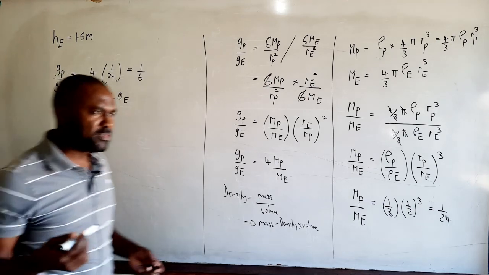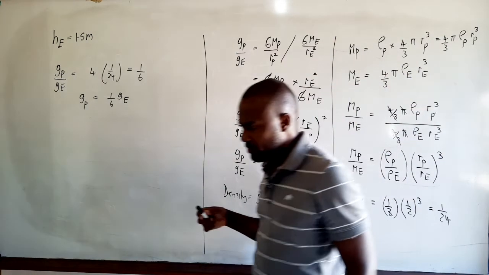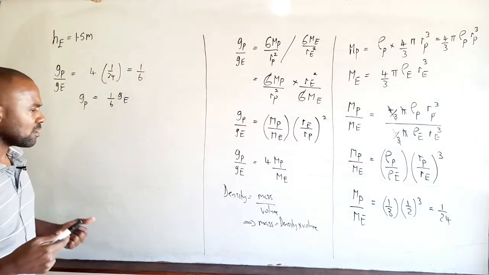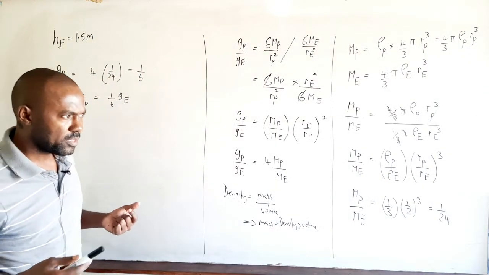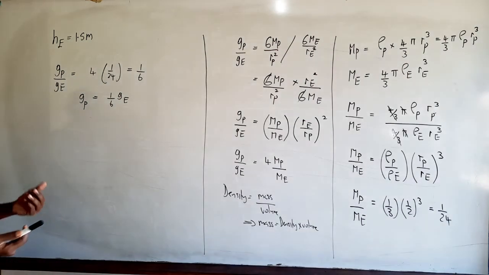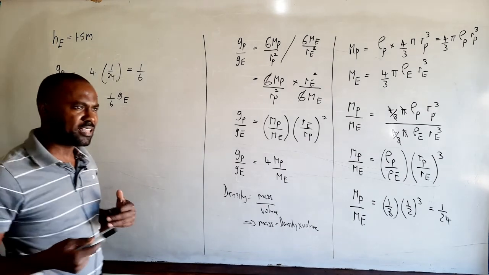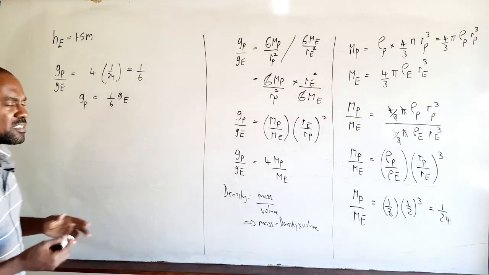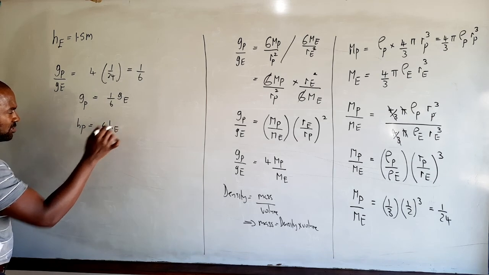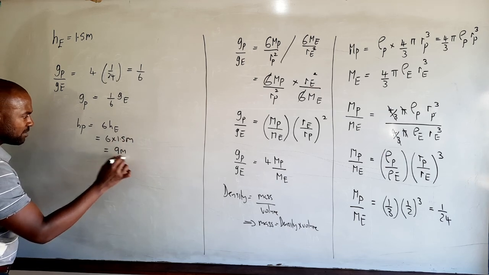And what exactly does this mean in terms of the height that the particular jumper will be able to jump? If you basically go from a planet to another planet whose gravity is only 1/6 that of the planet from which you're coming from, then this basically means that you'll be expected to jump 6 times as high, right? So if on Earth you're able to jump 1.5 meters, then on that planet you will be able to jump 6 times as high. So therefore, HP is equal to 6 times HE, and this gives us 6 times 1.5 meters, which is equal to 9 meters.